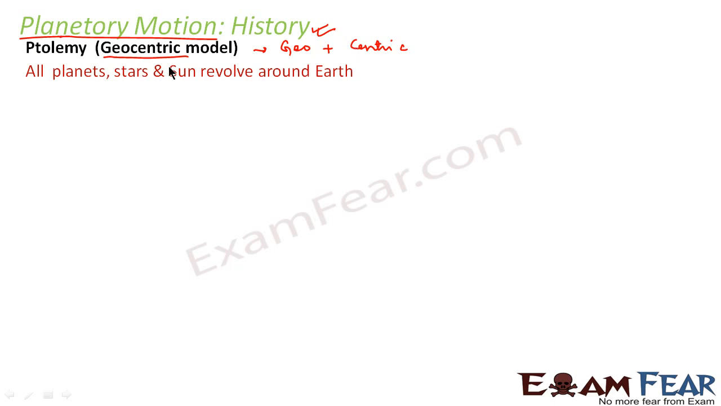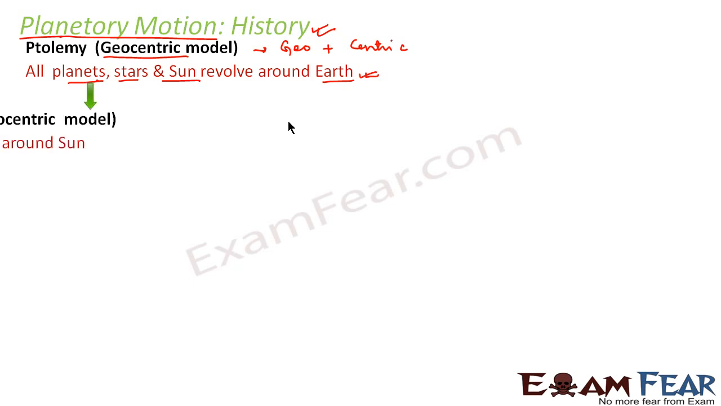This model stated that all the planets, stars, even the sun, everything revolved around the earth. That means earth was at the center and all the planets, stars, everything revolved around the earth. So that was the geocentric model which was proposed at the very beginning.